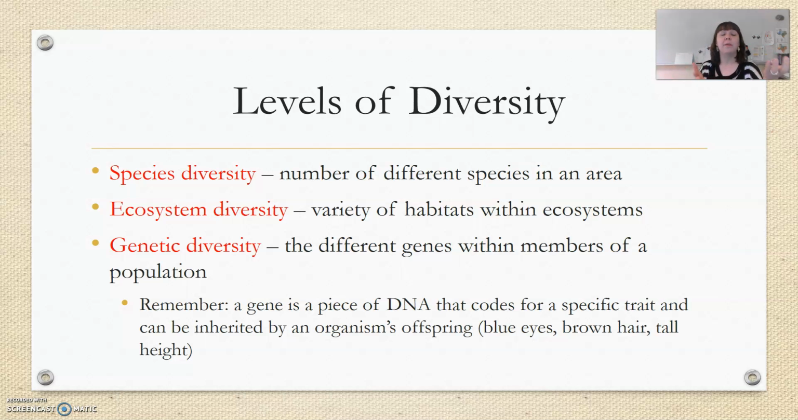So different types of diversity appear in different areas. You've got, of course, what we're talking about, the species diversity. That's how many different species occur in an area. But you can also get ecosystem diversity, which is how many different habitats occur within an ecosystem.